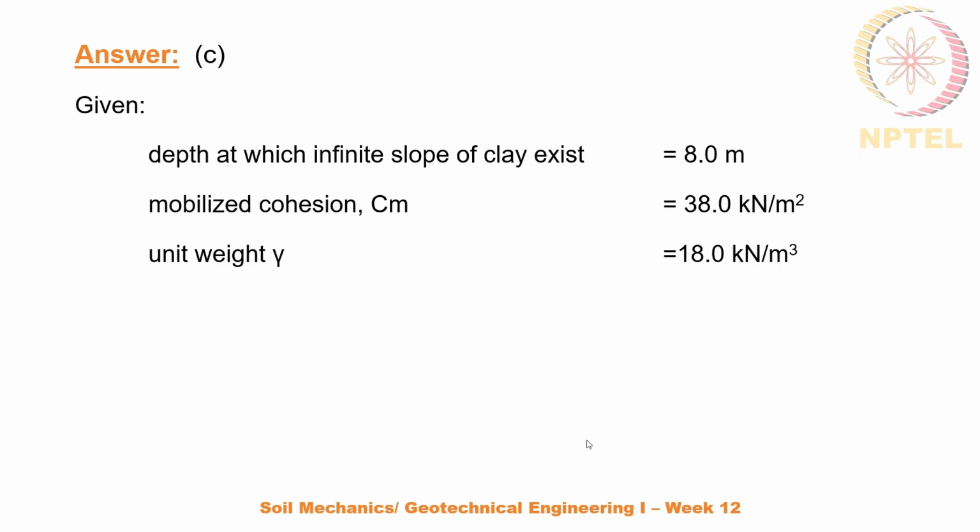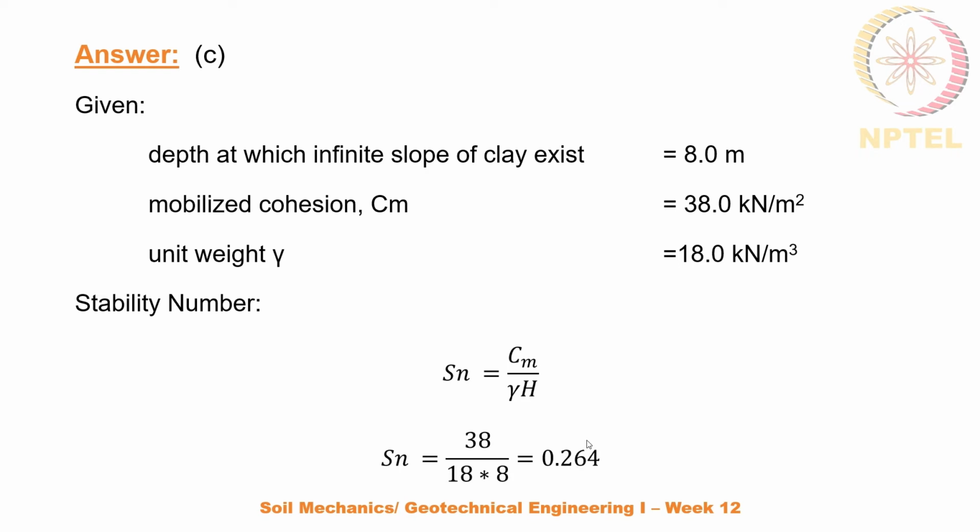So we are given the depth at which infinite slope of clay exists is 8 meter. Mobilized cohesion is 38 kilonewton per meter square and unit weight is 18 kilonewton per meter cube. So stability number Sn is given by Cm by gamma h. All the values are given. So simply substituting, we have stability number is equal to 38 by 18 into 8, which gives a value 0.264.